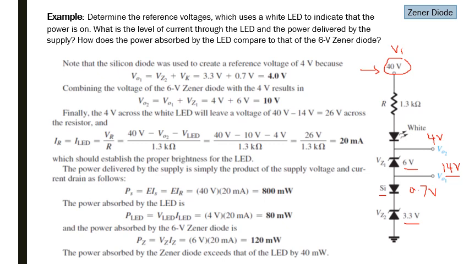So note that the silicon diode was used to create a reference voltage of 4 volt. So first we can calculate V01, which is the reference voltage.